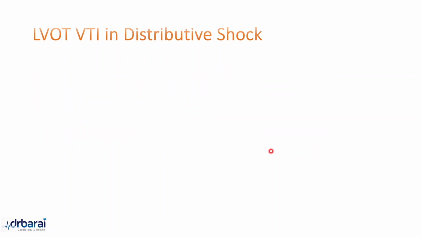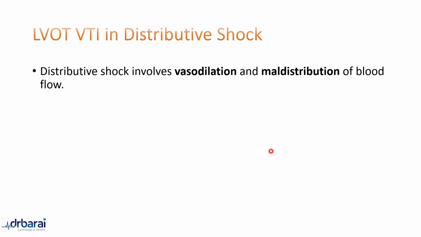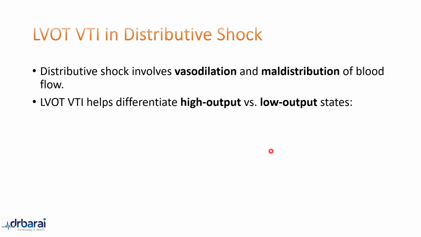Let's talk about distributive type of shock. This can be a quite interesting type of shock because their blood volume is normal. Their heart usually has got normal cardiac contractility. However, because of the vasodilatation, the blood is pooled in the peripheral circulation and there is a maldistribution of blood flow. So the heart cannot pump enough blood, and that is why their cardiac output is usually changed. There are two different types of distributive shock, high output and low output. It can be a scenario that in a septic shock patient, their VTI is more than 22 centimeters.